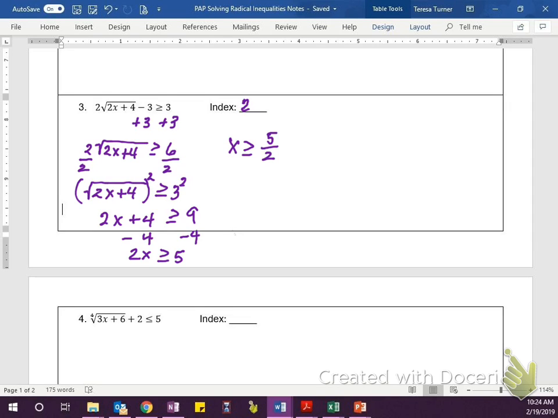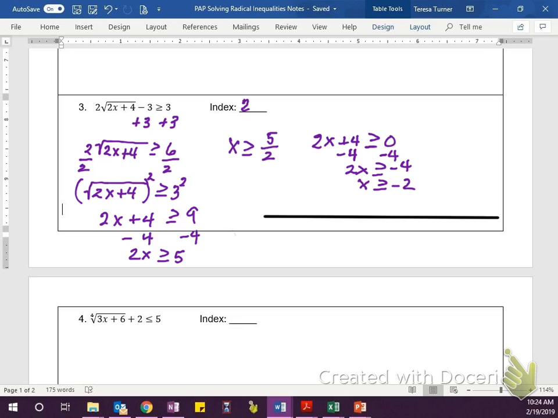But this is also an even index. So we also have to set the radicand, which is 2x plus 4, greater than or equal to 0. It has to be greater than or equal to 0 because we don't want it to be negative. So we subtract the 4, 2x greater than or equal to negative 4, x greater than or equal to negative 2. So when we put this on the number line, we have negative 2 and we have 5/2.